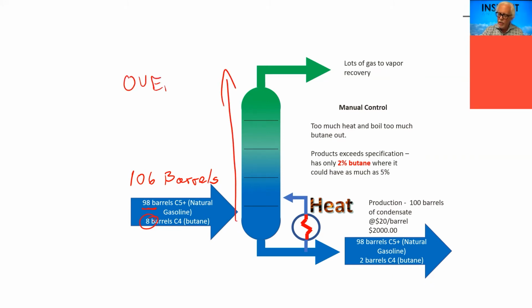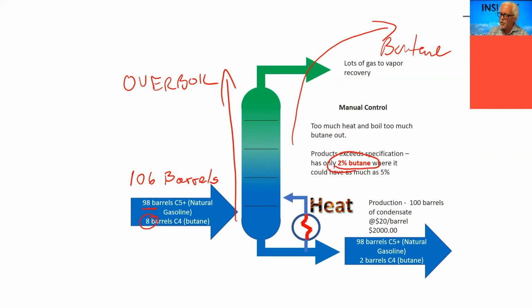If we overboil, if we cook this condensate too much, what happens is we push more of the butane up onto this side. So the example we've used here is they've boiled it down to the point where they're only at 2% butane. So then they would have approximately their 98 barrels of C5 plus, 2 barrels of butane, a total of 100 barrels. Did this slide when prices were really low, so at $20 a barrel. Right now, it's more like $70 a barrel. So let's just make a little change here, $70. That 100 barrels is now worth $7,000.